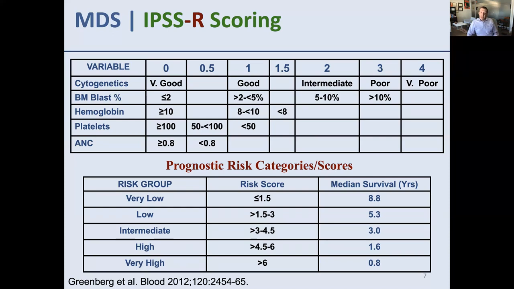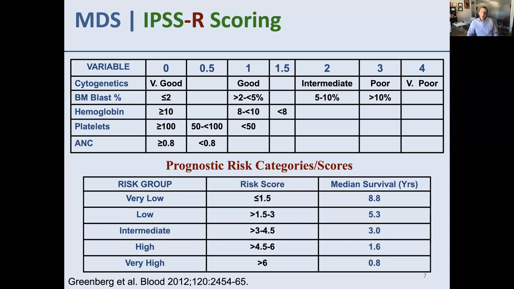We do that based on the genetics of the MDS, that blast percentage that I keep talking about, that's so important, and then the number and degrees of low blood counts. So low hemoglobin, low platelets, and a low neutrophil count. Neutrophils are a subtype of white blood cells, and then we generate a score. And you can see there are some people who have a very low score, 1.5 or lower, who have an average survival that approaches a decade. That's very low risk MDS.